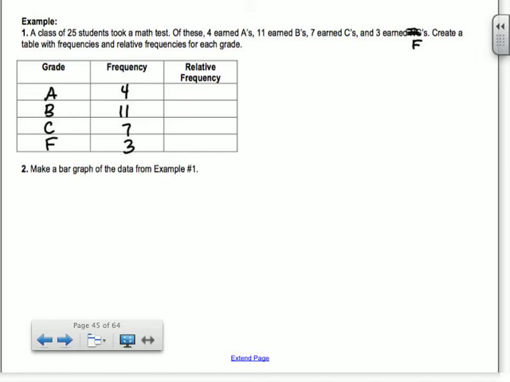So if we talk about the relative frequency, that would be 4 out of 25, 11 out of 25, 7 out of 25, 3 out of 25.